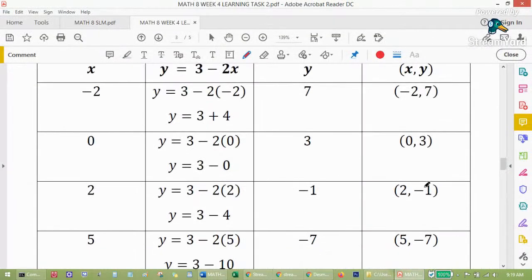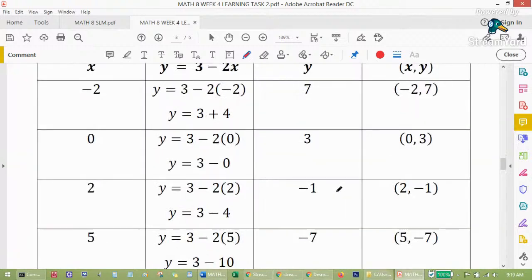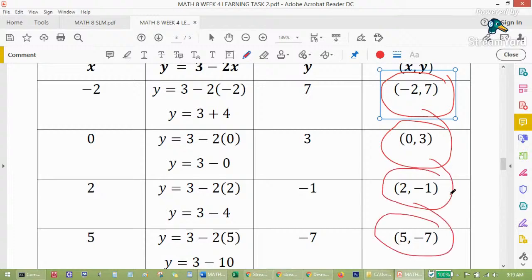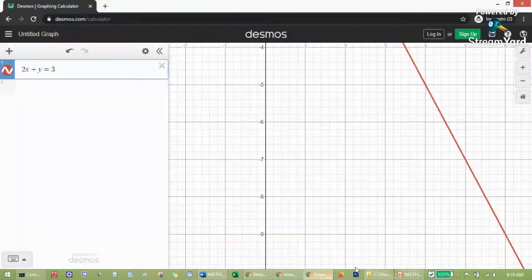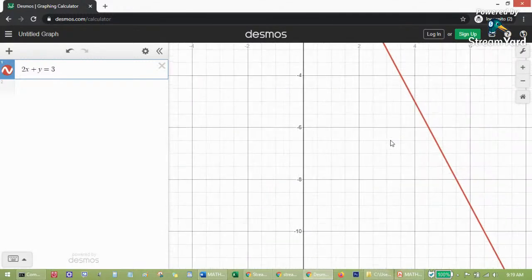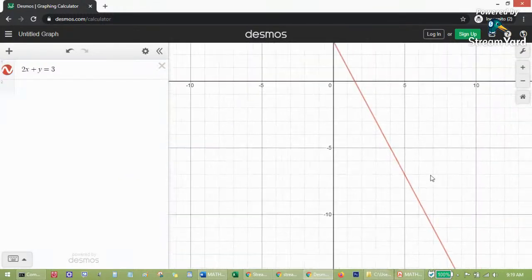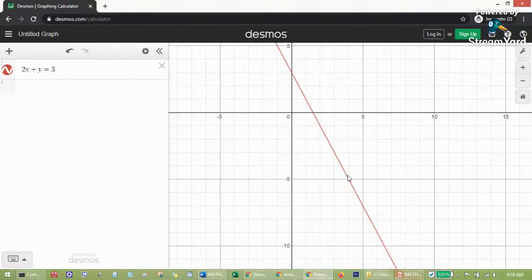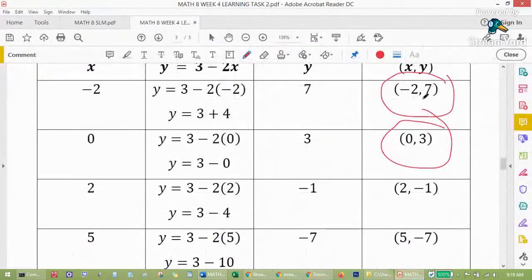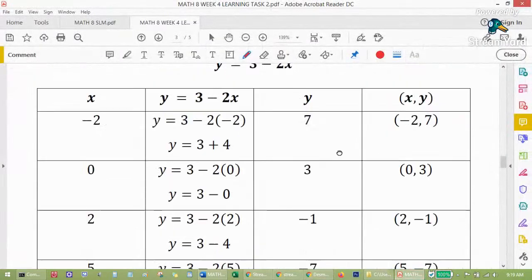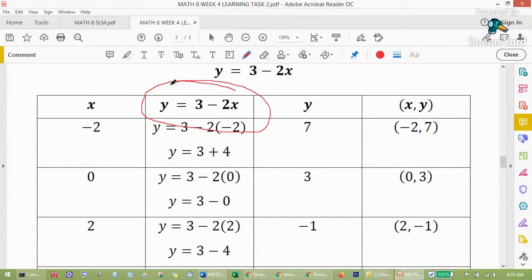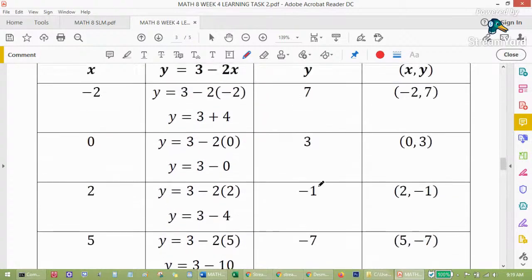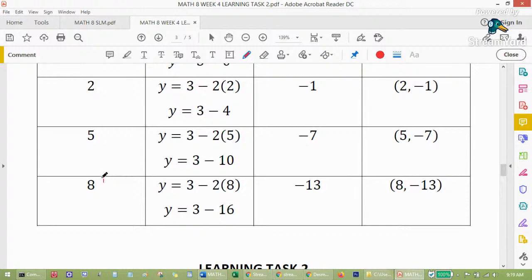So, kung mapapansin nyo, last one, kung mapapansin nyo, yung apat na ginrap natin, yung apat na point ay lahat sila nasa loob ng linya na to. Okay? Because lahat tong point na to is a solution to this linear equation. No? So, ganun din ang mangyayari kapag ang x is 8.